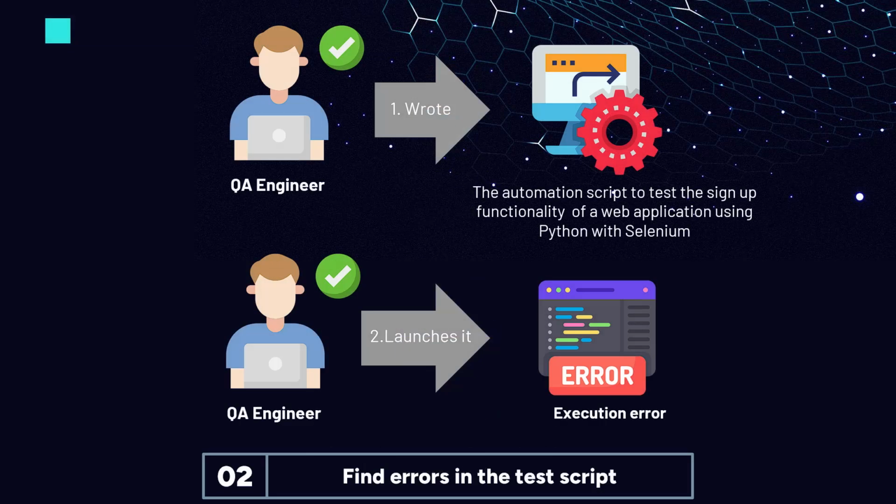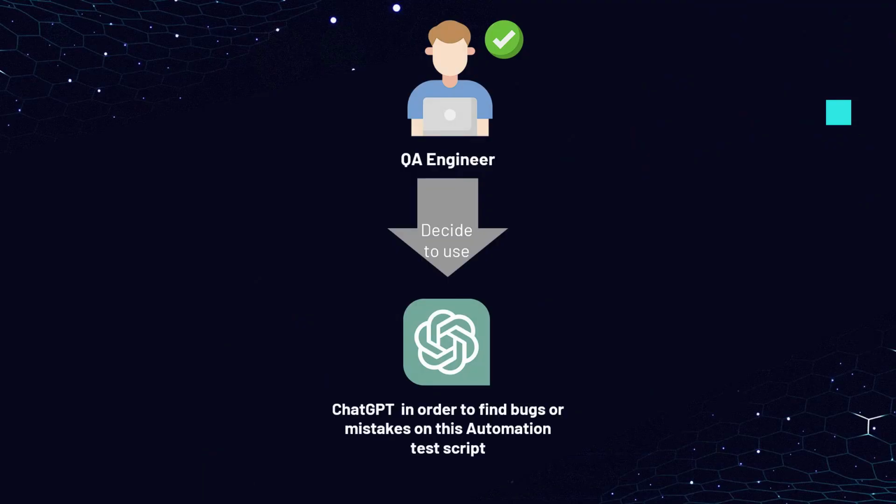Imagine that the tester wrote the automation script to test the sign-up functionality of a web application using Python with Selenium. However, after trying to launch it, the QA engineer encounters an execution error. The QA engineer decides to use ChatGPT in order to find bugs or mistakes in this automation test script and review possible solutions of this issue.